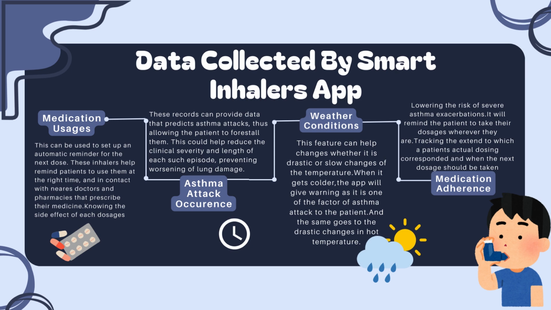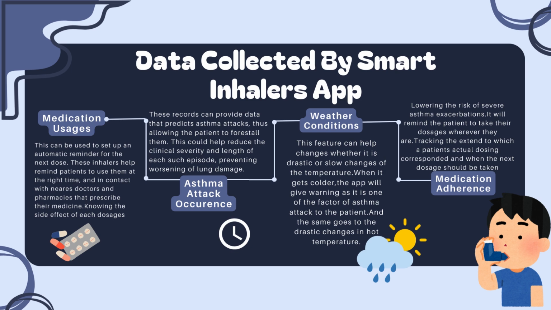Second, asthma attack occurrence. These records can provide data that predict asthma attacks, thus allowing the patient to forestall them. This could help to reduce the clinical severity and length of each such episode, preventing worsening of lung damage. Third, weather condition. This feature can track changes, whether drastic or slow changes of temperature. When it gets colder, the app will give a warning to the patient as it is one of the factors of asthma attack, and the same goes for drastic changes in hot temperature.